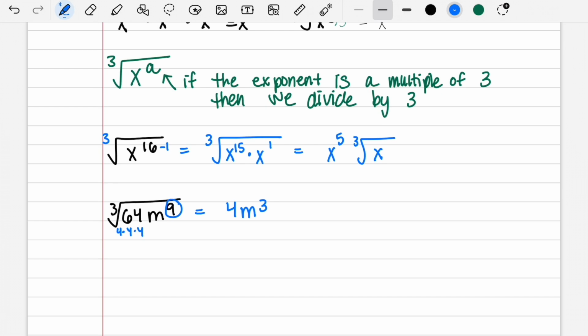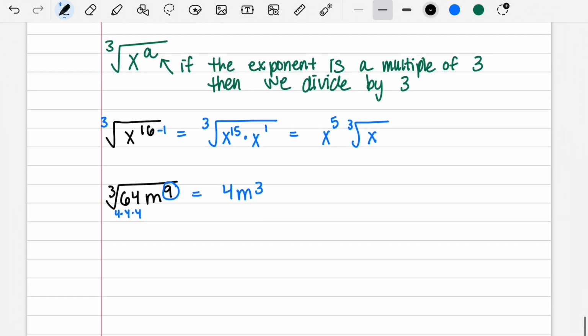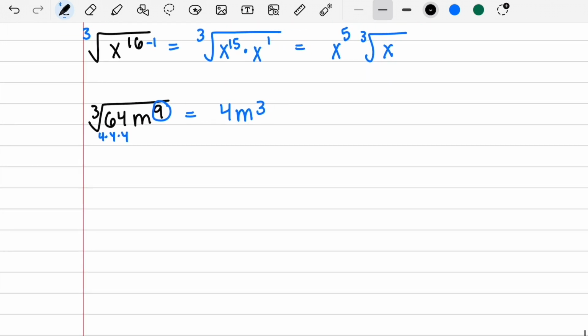Let's try one more. Let's say we have a 3 on the outside, and I'm looking for the cube root of 128a^9b^21. Pause this video and see if you can do this one on your own. When you're ready to check, let's get started.